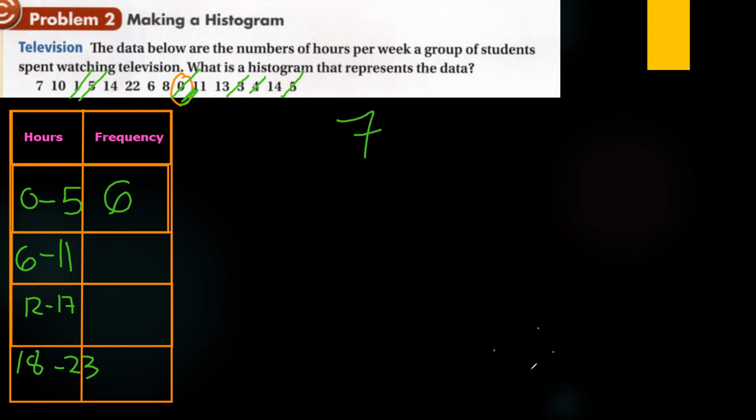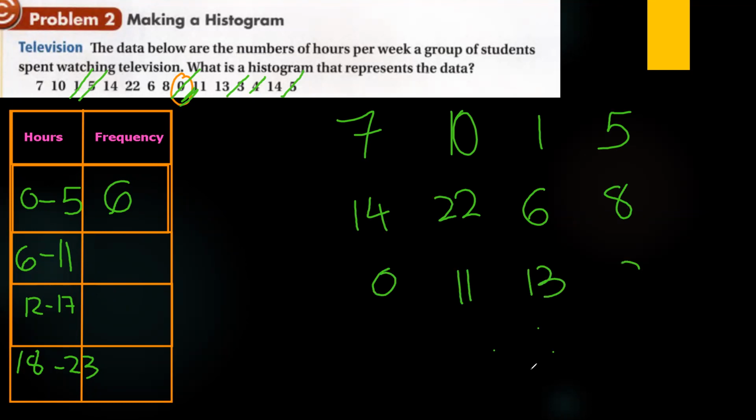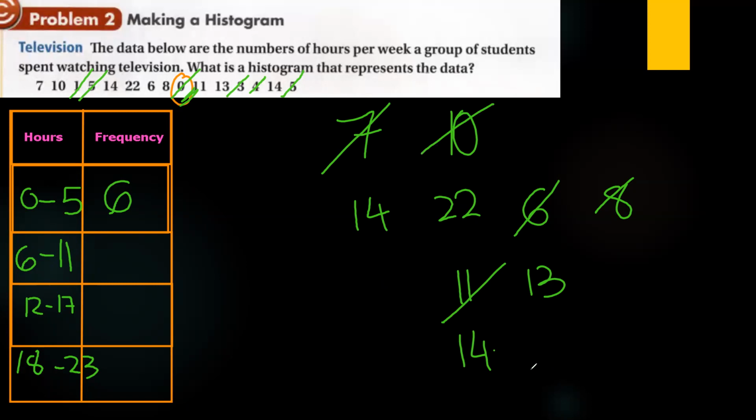So let me rewrite them here: 7, 10, 1, 5, 14, 22, 6, 8, 0, 11, 13, 3, 4, 14, and 5. So now we choose 1 and 5 and 3 and 4 and 5 and 0. Then from 6 to 11: 6, 7, 8, 9, 10, 11. We have 6, 7, 8, 11, and 10. So 5 numbers.